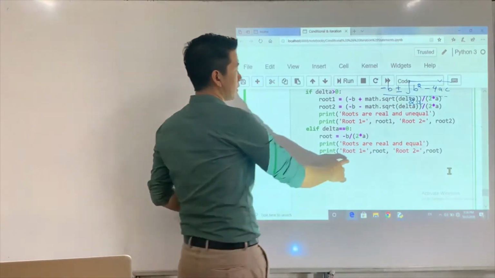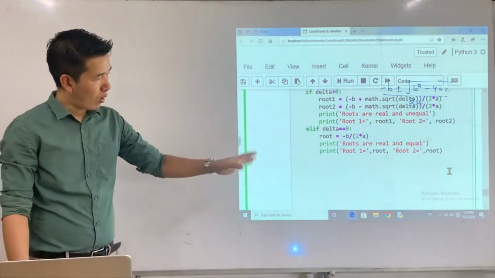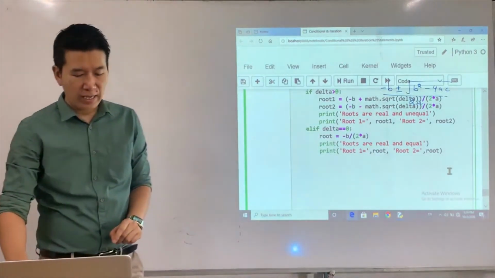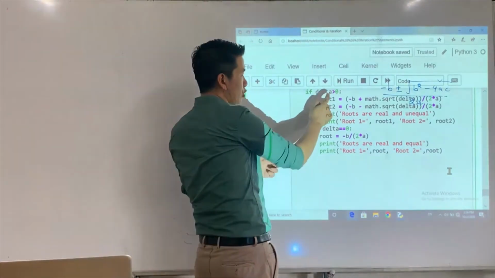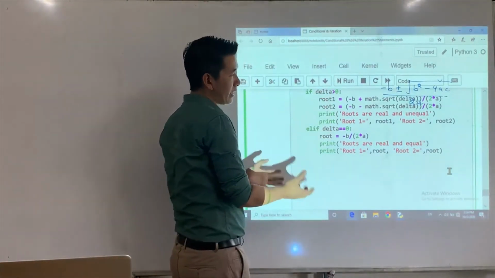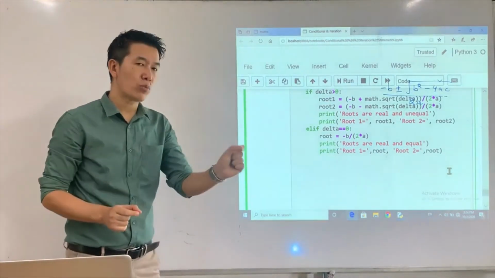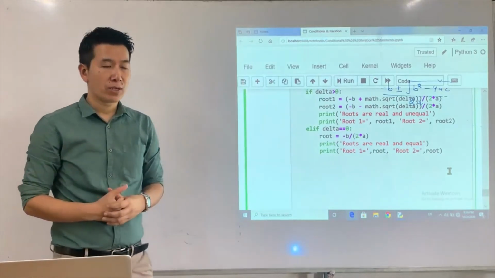That is, since the whole thing becomes 0, you will just have one root value, and the message will be roots are real and equal. And then finally, now think, if this is not true, then it has to be a negative number. Okay, so if just one option is left, else will take care of that particular situation.